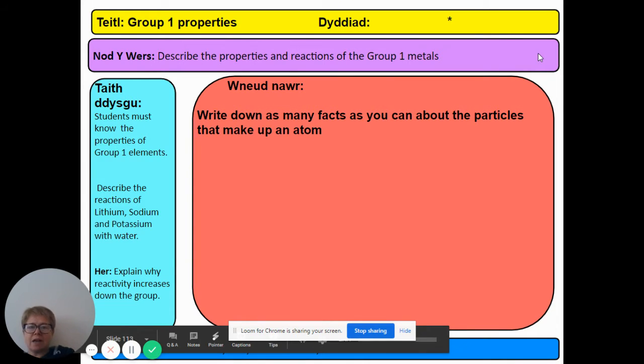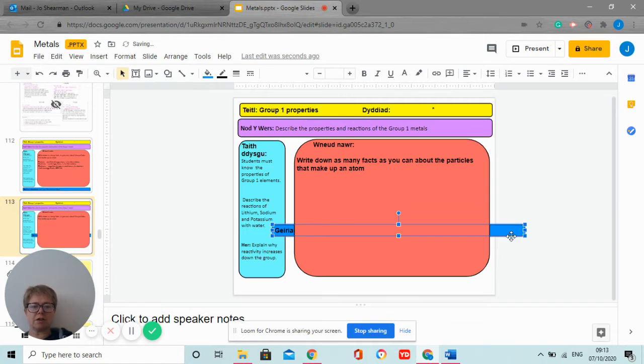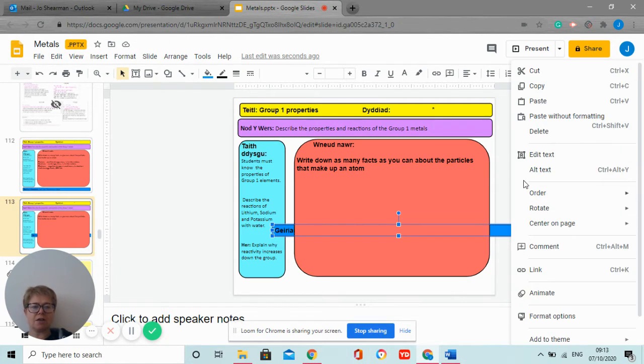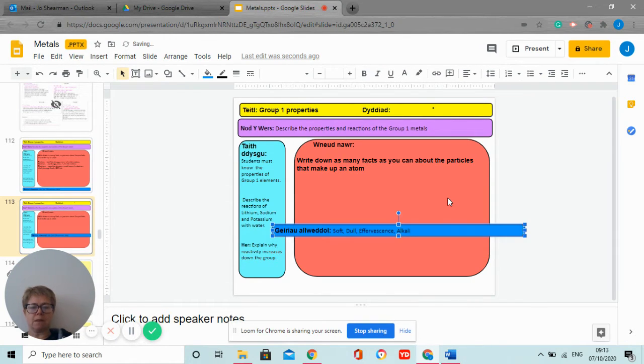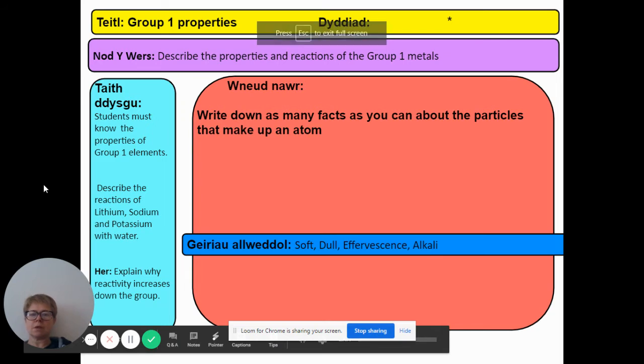So as always, date, title. Let me move those keywords up for you. Date, title and the do now task, which is to write down as many facts as you can remember about the particles that make up the atom. There we go, sorry about that. Okay, so title: group 1 properties.